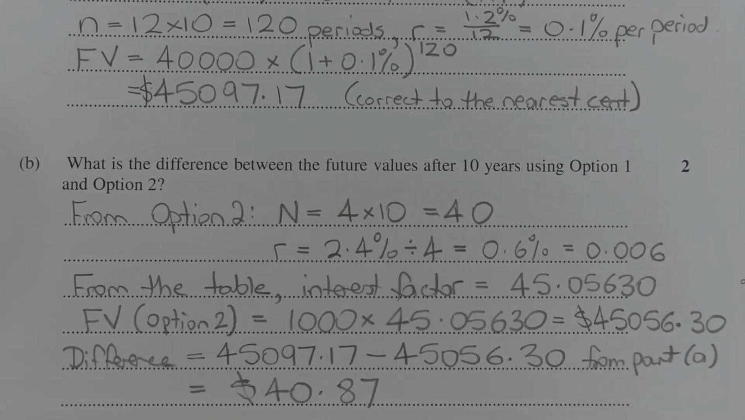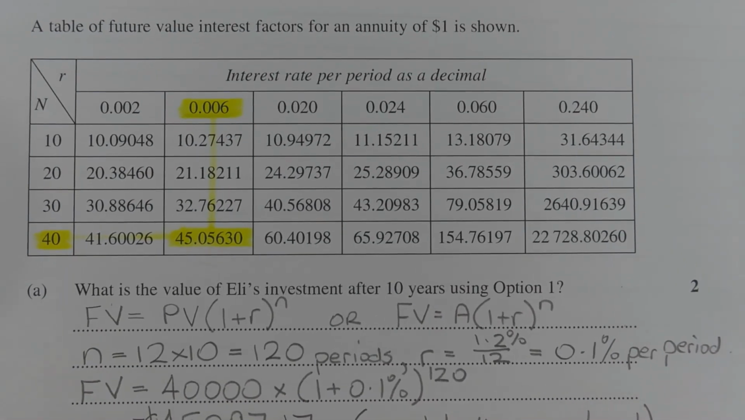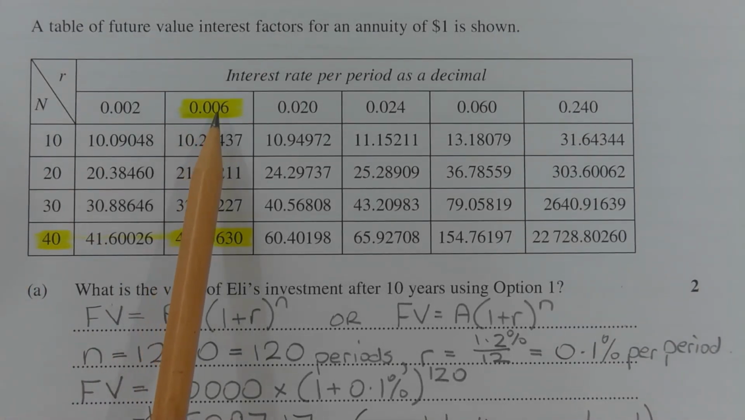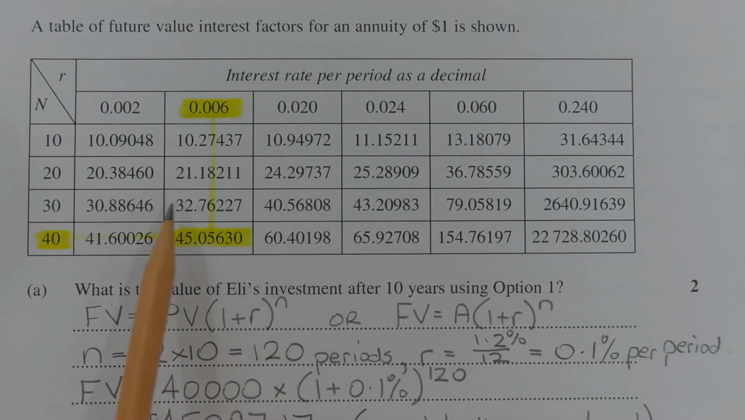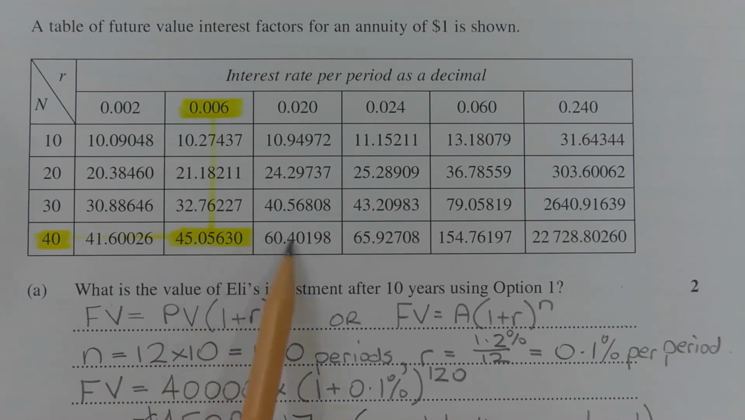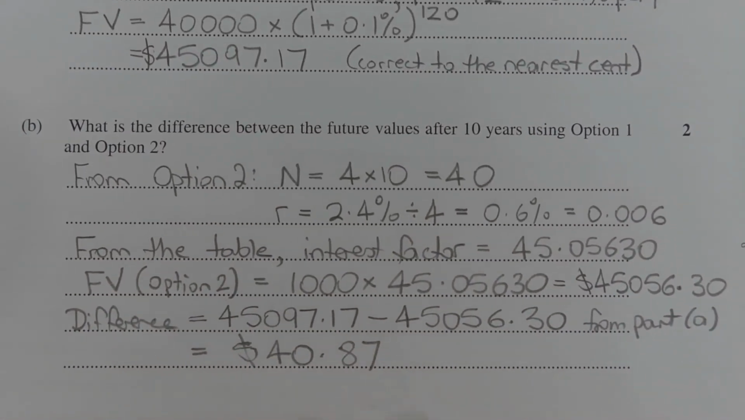The next step is to locate the interest factor that corresponds to capital N equals 40 and R equals 0.006 using the table. So referring to the table, row capital N equals 40 is here and column R equals 0.006 is here. Find where the column and the row intersect, which is this cell here. So the interest factor to use is 45.05630. And we can use that value to find the future value of the investment using option 2.